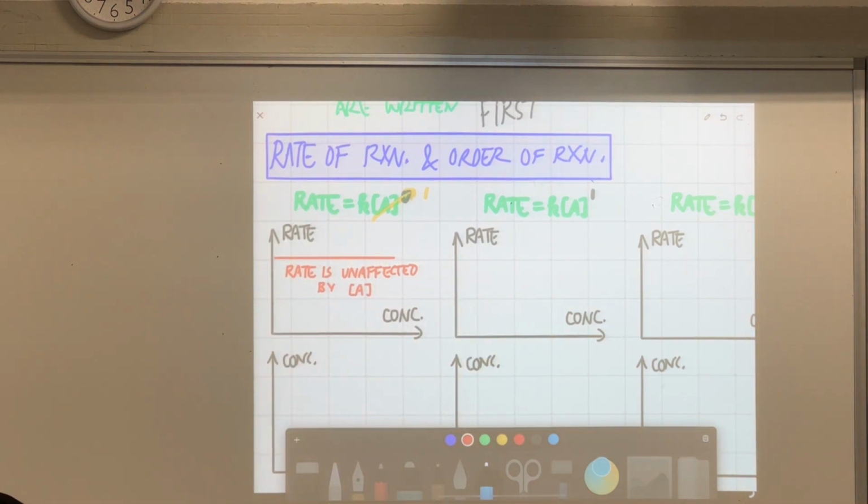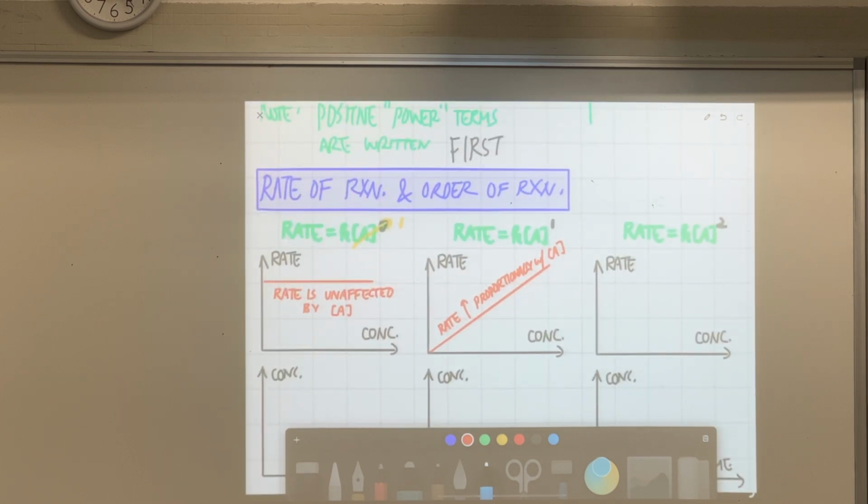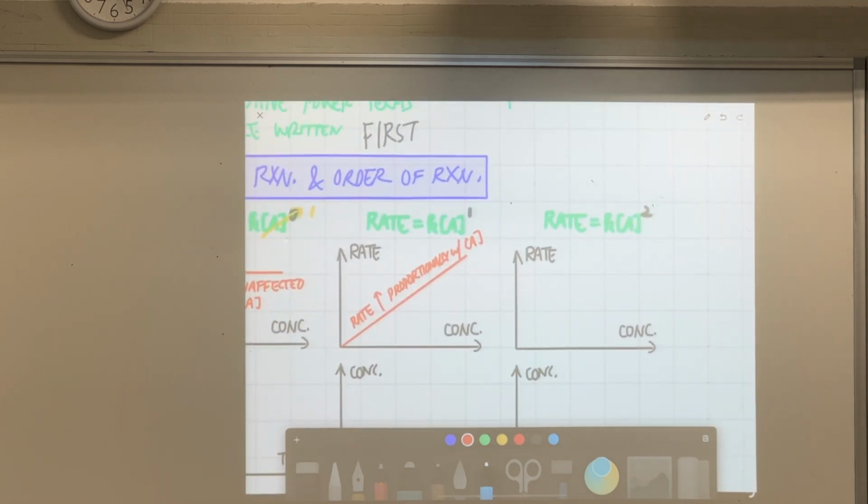It's proportional. That's what first order means. So can you turn this into a statement? So rate increases proportionally with concentration of A. That's what first order means. Okay? And finally, what does rate equals kA squared mean?